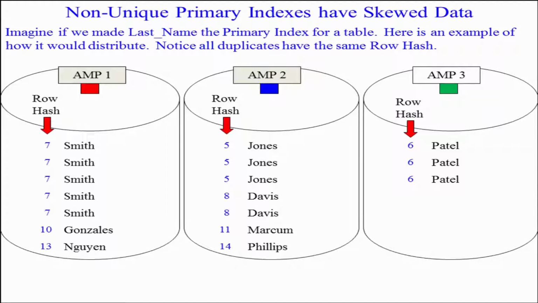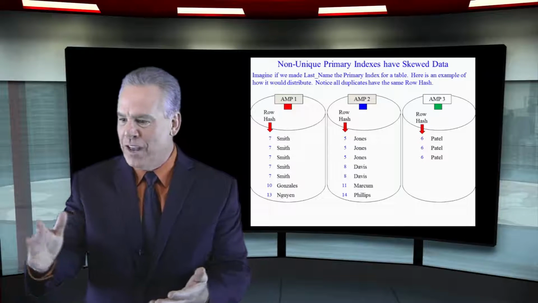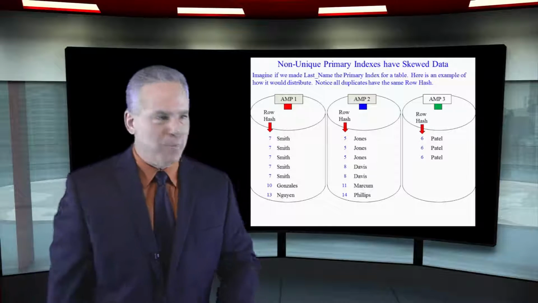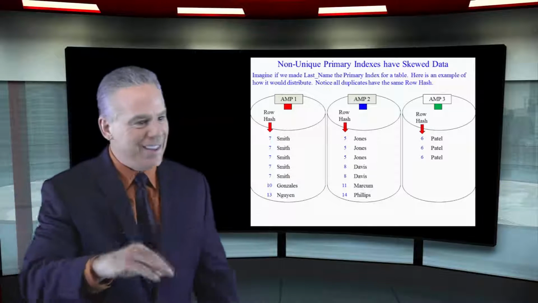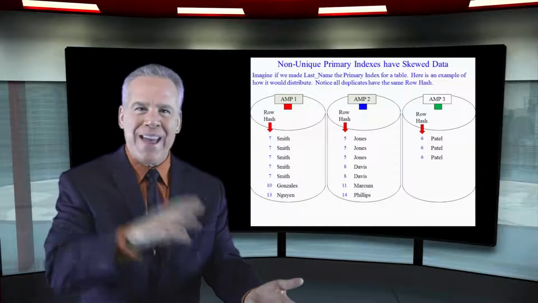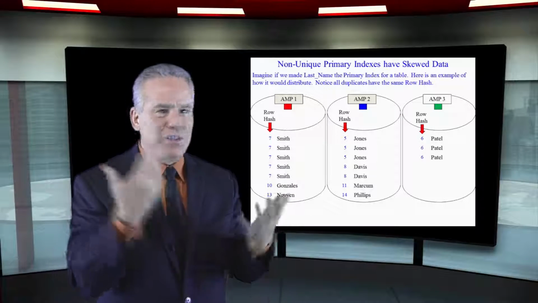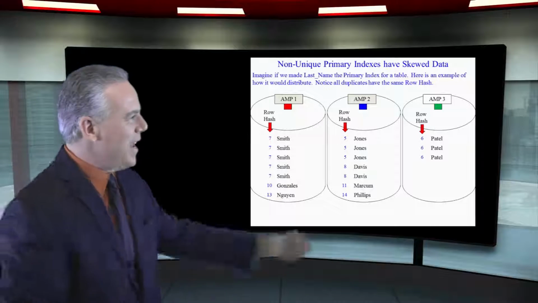Why? When the first Smith was hashed, they go, that's a 7. They counted over 7 buckets, and they go, that goes to AMP 1, and it came to AMP 1, brought the 7 with it. The next Smith, they did the math again. They don't go, oh yeah, I remember you. No, they do the math each time, but a Smith's going to hash to a 7 every time. Every Smith's going to AMP 1.